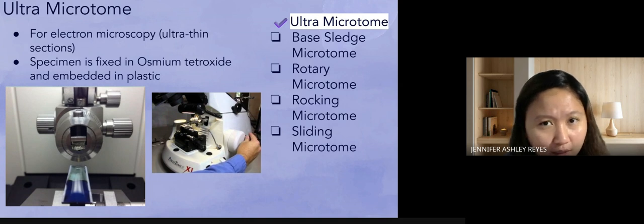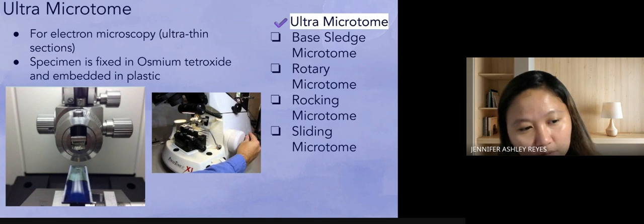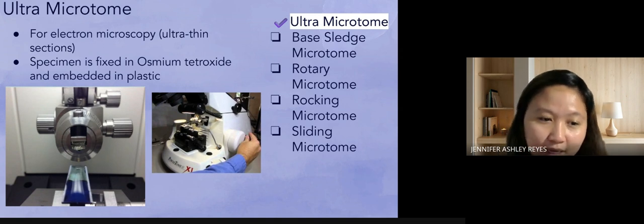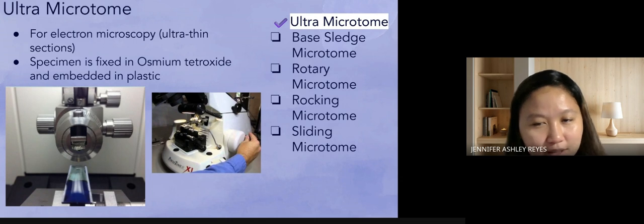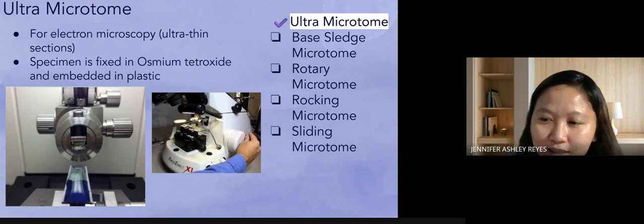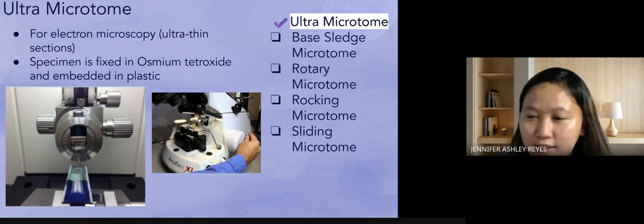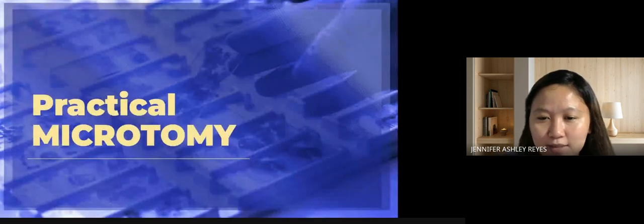Pwede siya for organelles, membranes, viruses, kasi nga, we are going to use an electron microscope. So, anong blade? Of course, diamond. Nothing else can survive this type of microtome. That's diamond knife only. Again, fixed in osmium tetroxide and embedded in plastic.